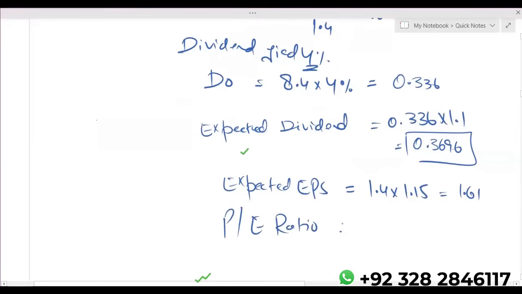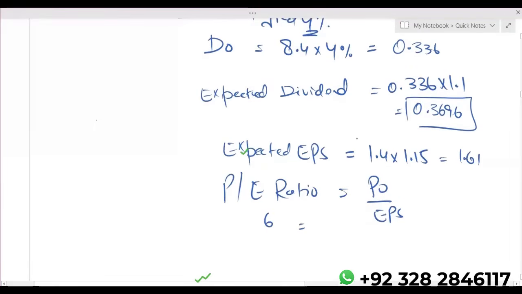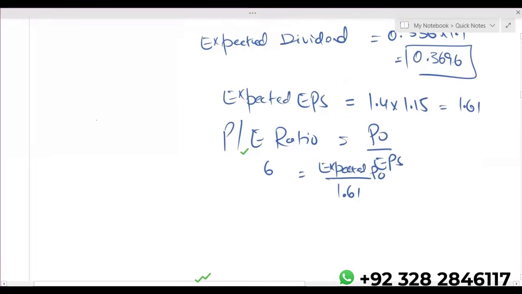Okay. The formula of P/E ratio is equal to P naught upon EPS. It is mentioned in the question that P/E ratio will not change. So P/E ratio will remain 6 times. Now expected EPS will be 1.61. I can calculate expected share price. That will be in X4: 6 multiplied by 1.61. You just need to multiply both of these. You will get expected P naught in X4, 9.66.